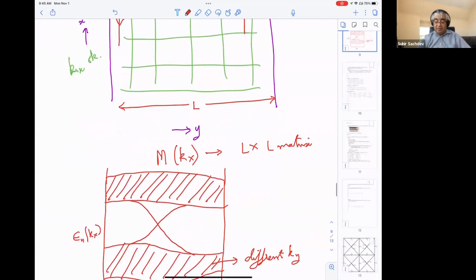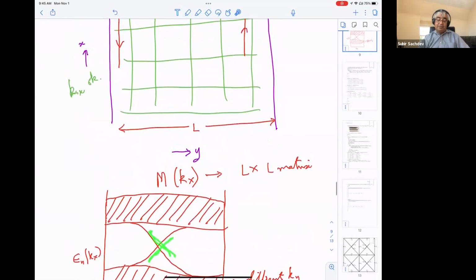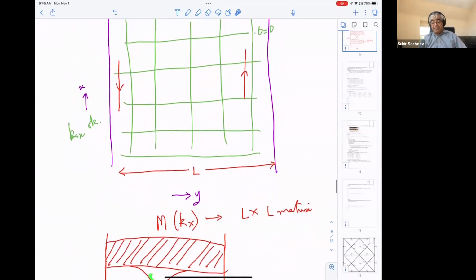And the fact that they disperse in opposite ways is really just given by the fact that one is dispersing downwards here and the other is dispersing the other way. So one is moving to the right and the other is moving to the left, and they also happen to be on opposite edges of the sample.